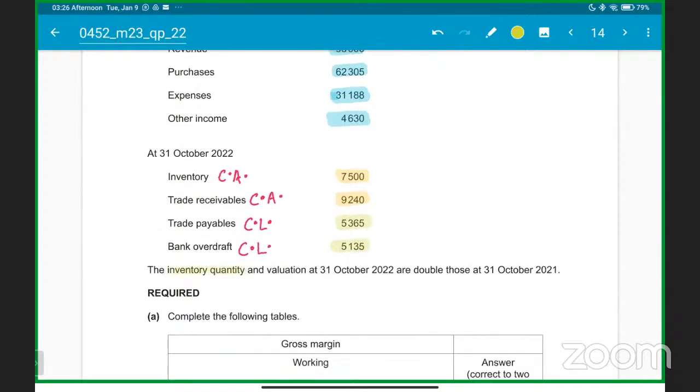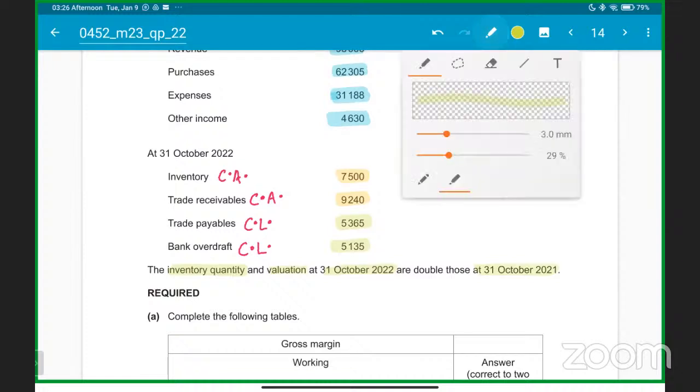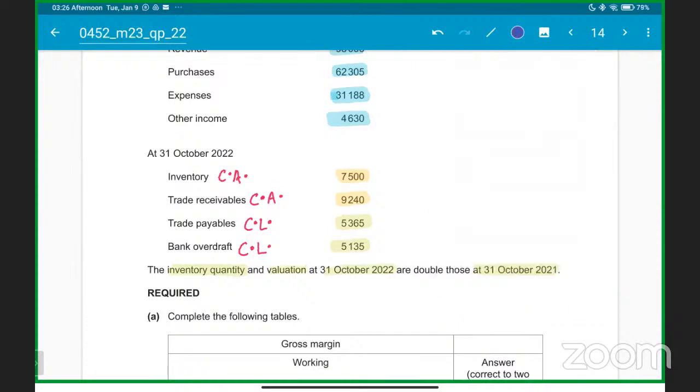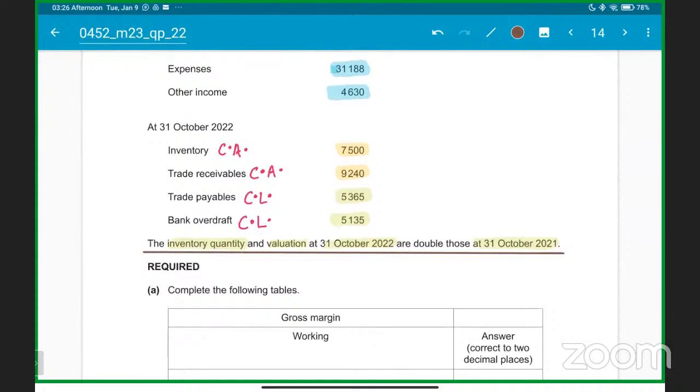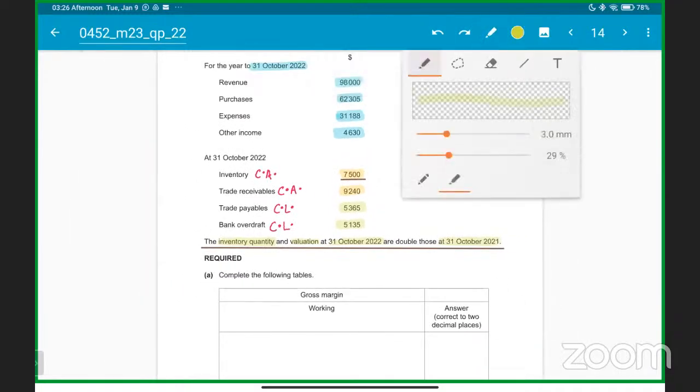Then they are saying the inventory quantity and valuation at 31st October 2022 are double those at 31st October 2021. Okay. So this is a very important statement as well, which will help us understand what they are trying to tell us. It's a recent past paper question, a tricky one as well, because of this statement. So what they are saying is they are telling about the inventory quantity and valuation. This is the closing end of year inventory at the end of year 31st October 2022.